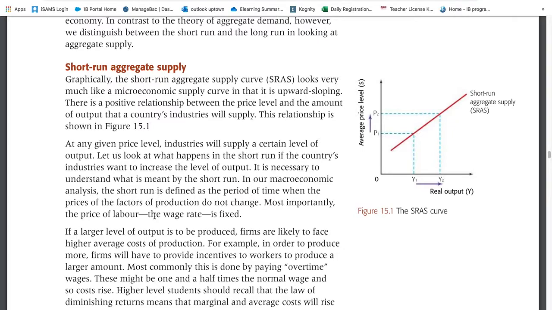Now, the main assumption in the short run is that none of the factors of production, particularly wages, change. Obviously, over the long term, there will be changes in factors of production as you produce more and more. But that's the assumption of the short run model, that especially wages, all factors of production are fixed.